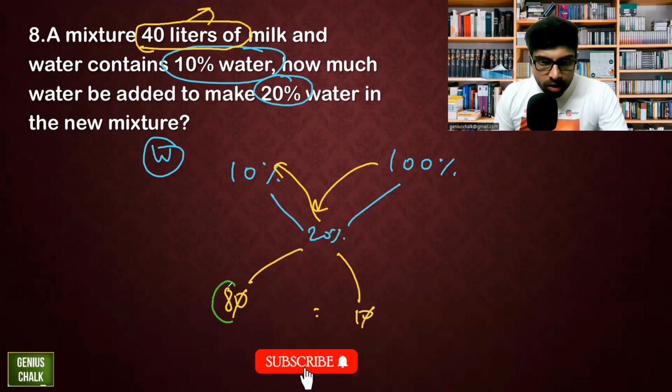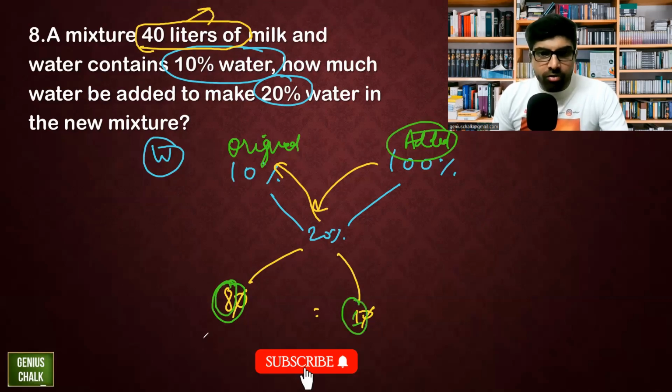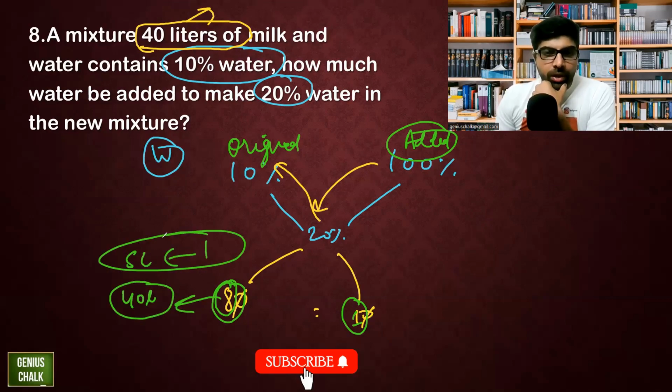that this is the original one. This was the original mixture and this is the added one. So in 8 units, actually you are adding 1 unit. So what is the value of 8 units? It was given as 40 liters. So what is the value of 1 unit? That means you have added 5 liters of water.